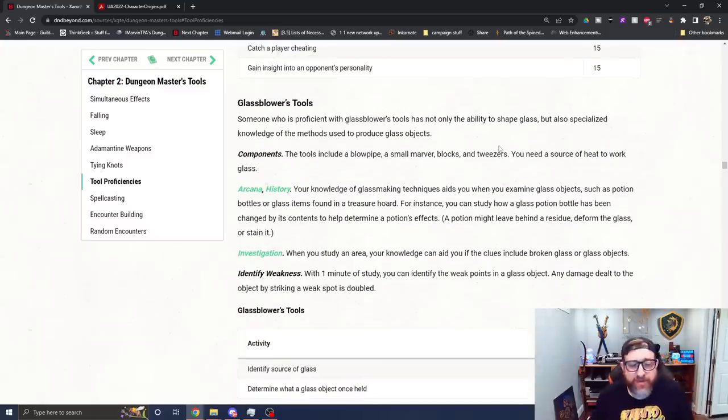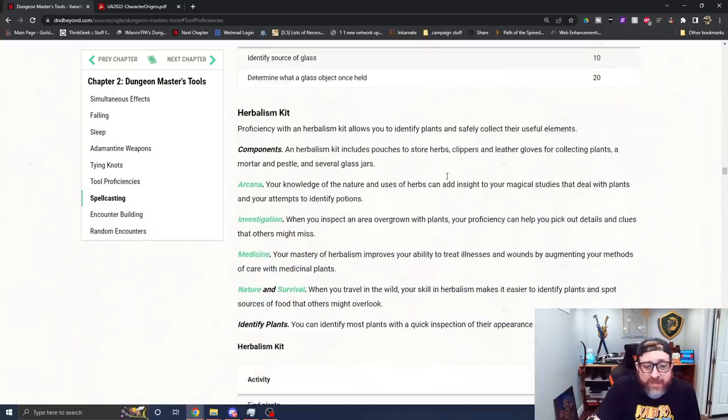Glassblowers. Arcana, history. Your knowledge of glassmaking aids in your examining of glass objects, such as potion bottles or glass items. For instance, you can study how a glass potion bottle has been changed by its contents to help determine the potion's effects. Investigation. When you study an area, your knowledge can aid you if clues include broken glass or glass objects.